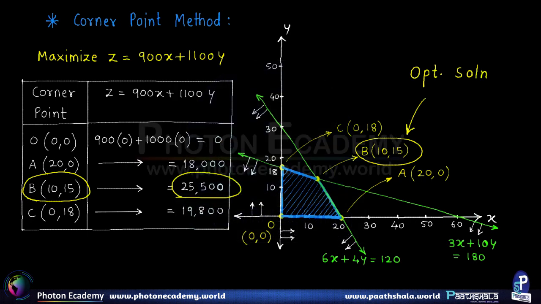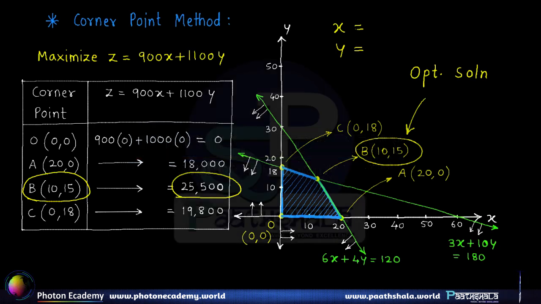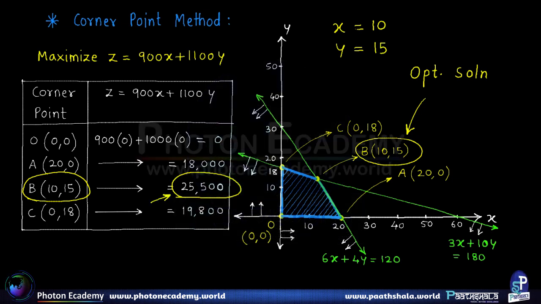And what does it mean is, if you recollect, we had assumed x and y as the decision variables in the beginning. X was the number of bicycles and y was the number of tricycles. So that means the final answer of this LPP is that to obtain the maximum possible profit, the manufacturer must manufacture 10 bicycles and 15 tricycles, and the maximum profit that is obtainable from this is 25,500. So this is where the solution of the LPP is completed using corner point method.